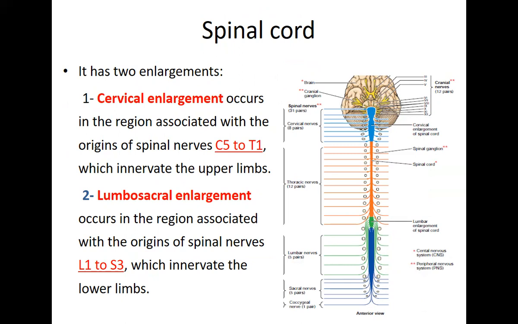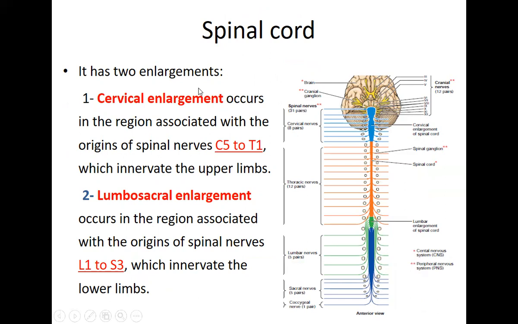I said it is a cylindrical long tube. But it will show two enlargements. One is called the cervical enlargement in the neck, and the other is called the lumbar enlargement. So what are these enlargements? Why are they dilated in this part?